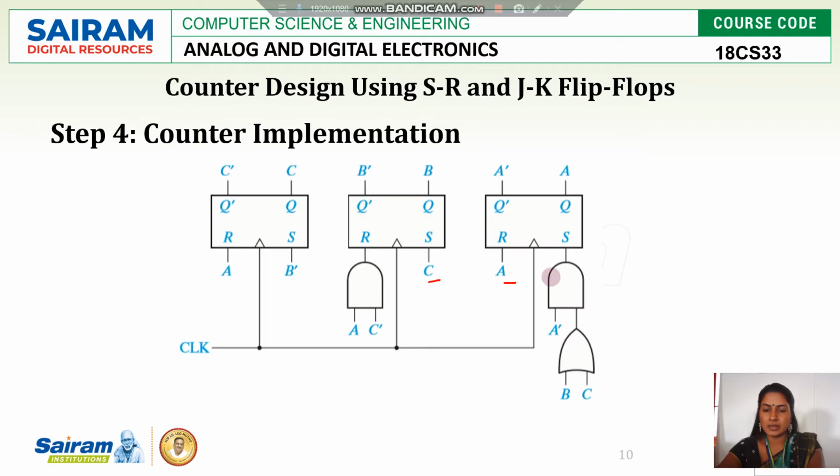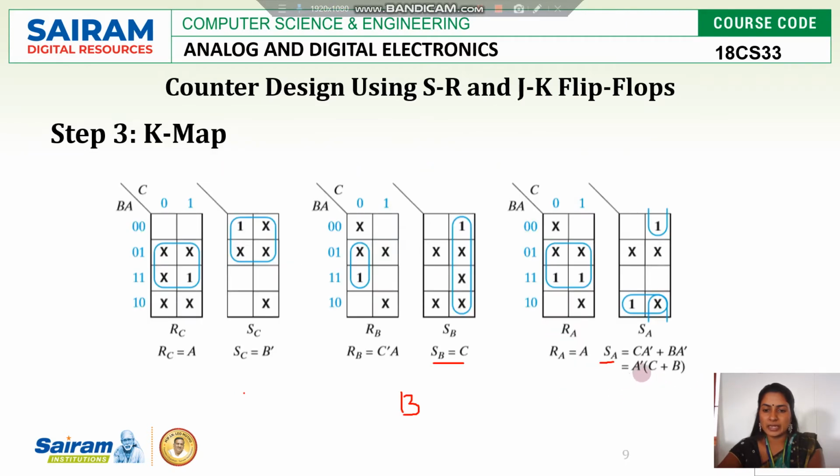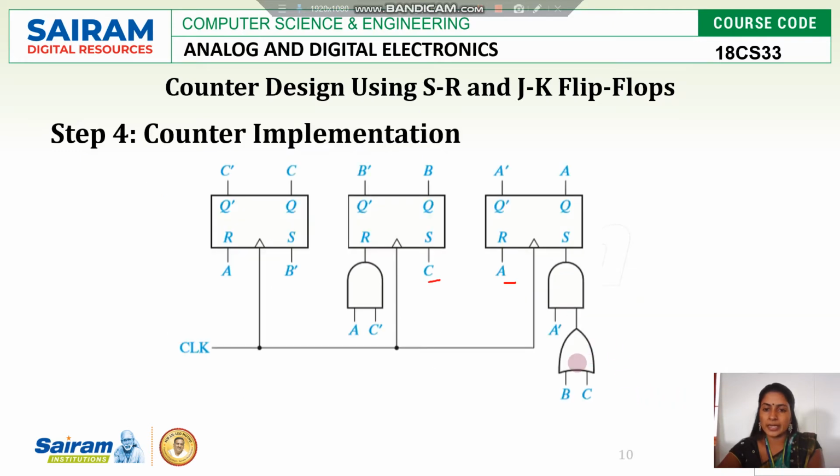A bar. So between this we have AND gate. In this place I have AND gate. Here one OR gate. So 2 gates, AND gate and OR gate.